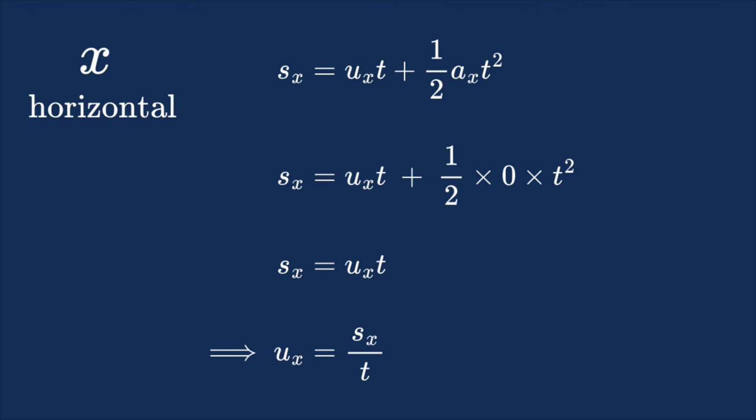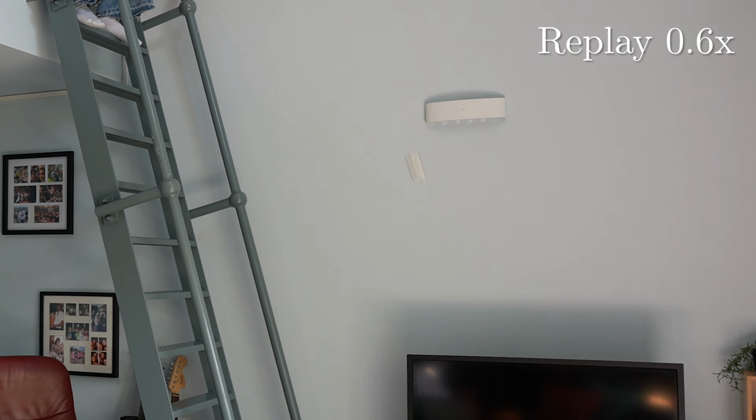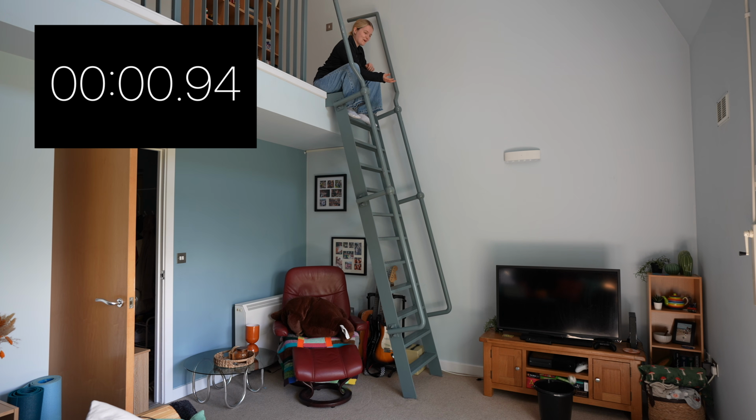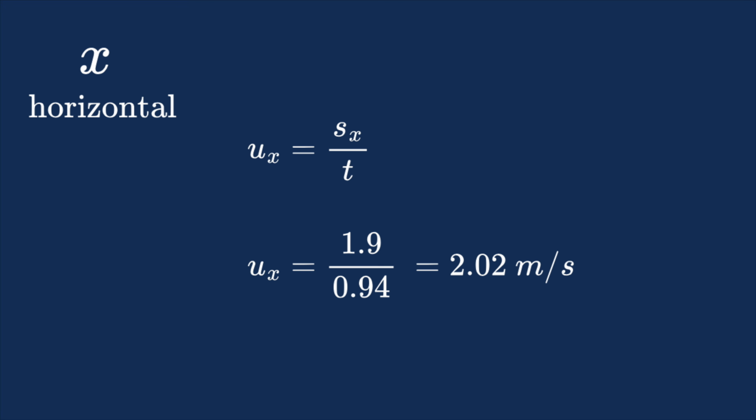If we watch the throw that I do, we can calculate t by just timing the shot. And here we get 0.94 seconds. Now, I measured the distance off screen, which was 1.9 meters. Then we would have the u subscript x. So the initial velocity in the horizontal component would just be the distance in the x direction divided by time, which here is 1.9 divided by 0.94, which gives me a value of 2.02 meters per second.